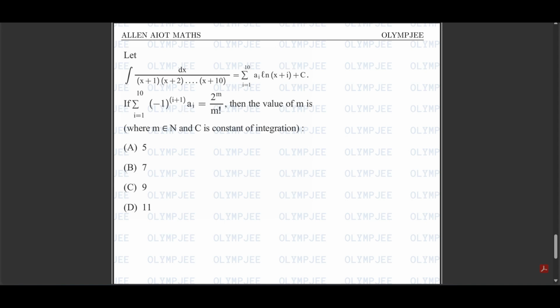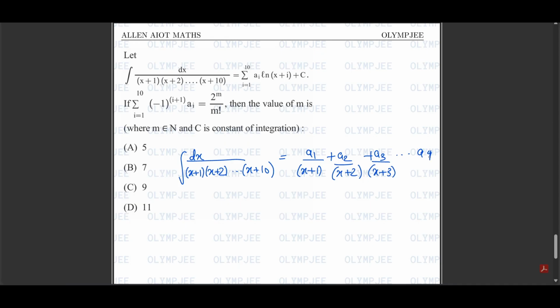Okay, so first let us try solving this using partial fractions. So integration of dx over x plus 1, x plus 2, so on till x plus 10. So this would be something like a1 by x plus 1 plus a2 by x plus 2 plus a3 by x plus 3, so on till a10 by x plus 10, right?